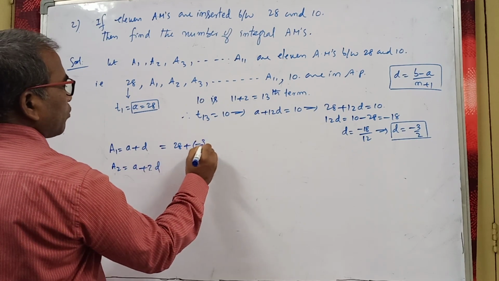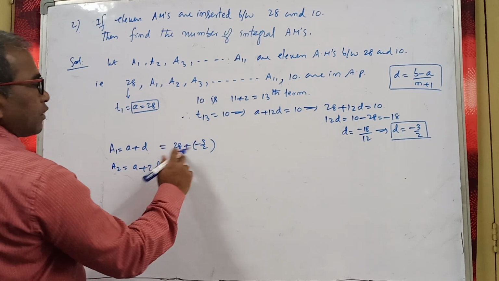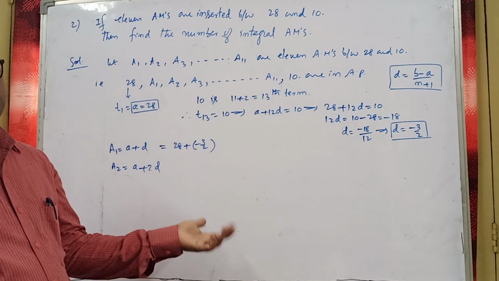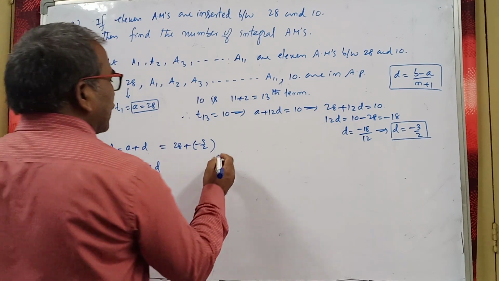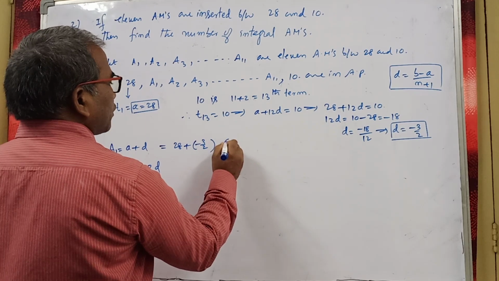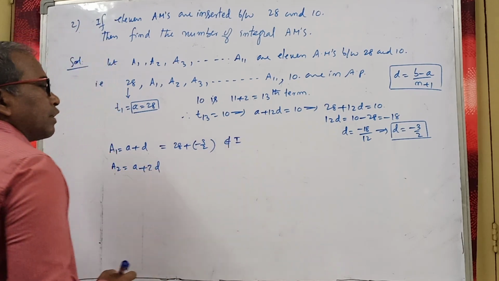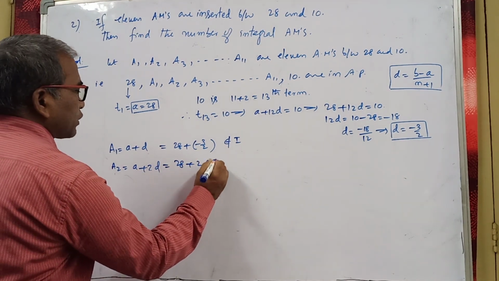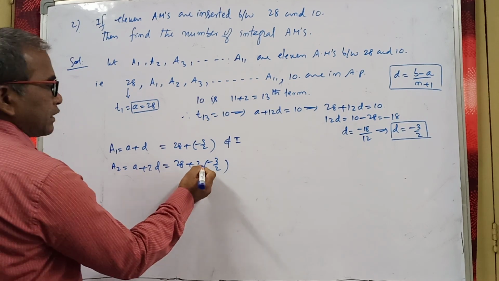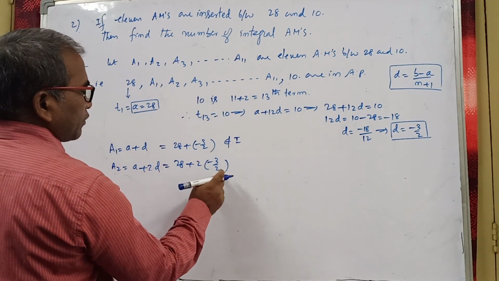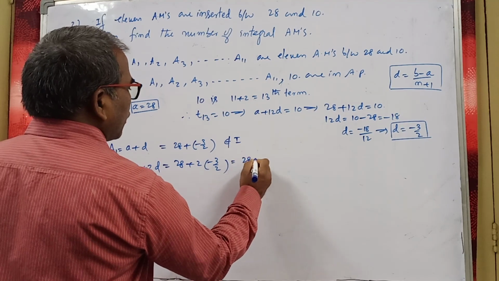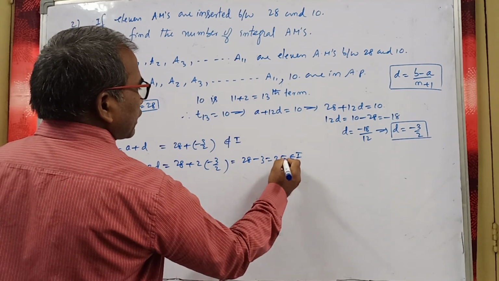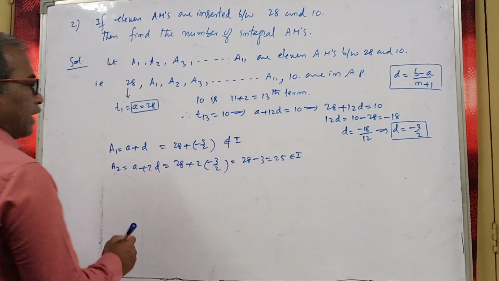D means what? Minus 3 by 2. Is this an integer? There is a fraction. They are asking how many integers are there. So this is not an integer, so this does not belong to I. I is the set of integers. Next, A2 is A plus 2D. 28 plus 2 into minus 3 by 2. The 2 cancels here. So here you will get 28 minus 3, 25. It belongs to integers. So this is counted. So like this the terms are counted.